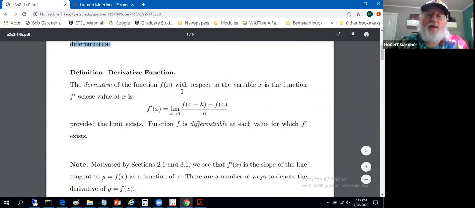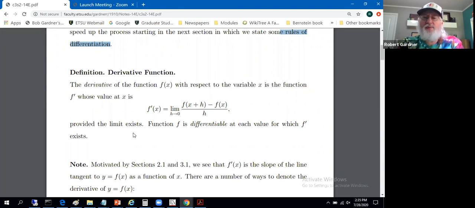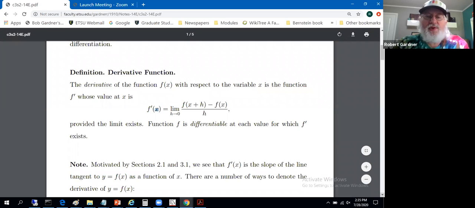The derivative of function f of x with respect to variable x is the function f prime, whose value at x is f prime of x equals limit as h approaches 0, f of x plus h minus f of x divided by h, provided that limit exists. And function f is said to be differentiable at each value for which this limit exists. So same idea we had in the past. Now we've got variable x instead of a fixed number x sub 0. Maybe we use c sometimes as well in some of this differentiation stuff.